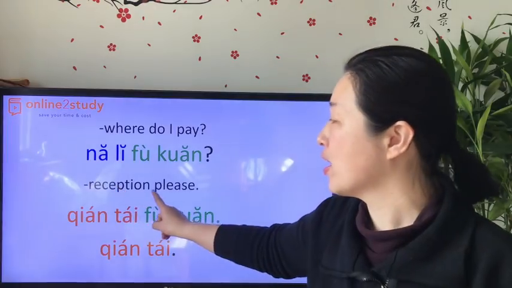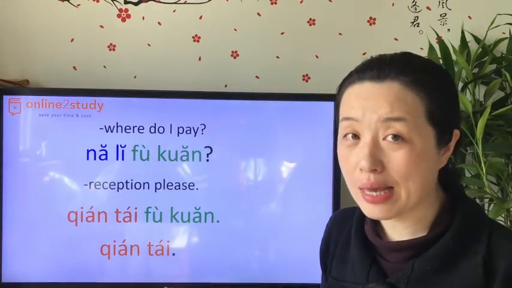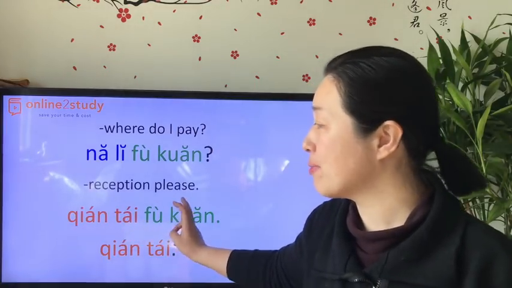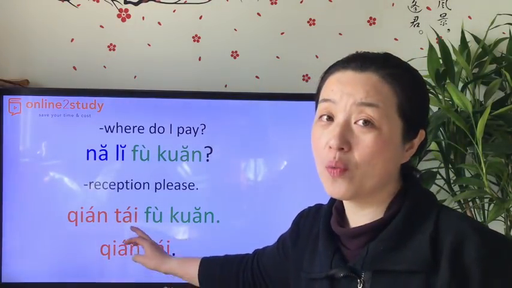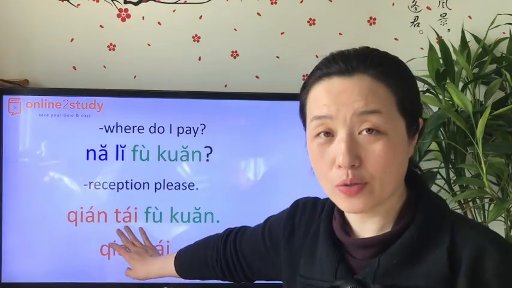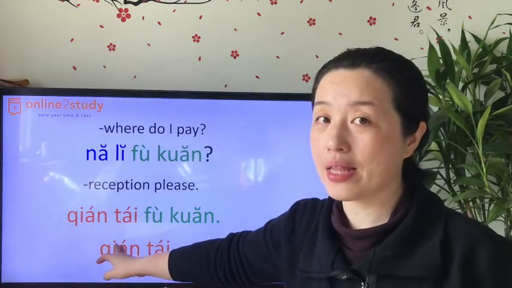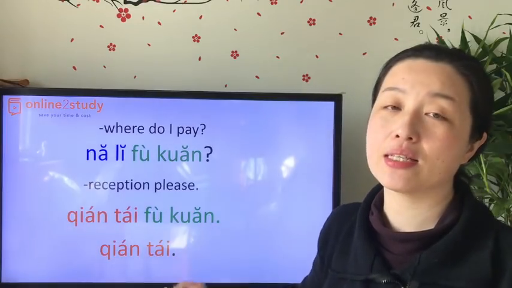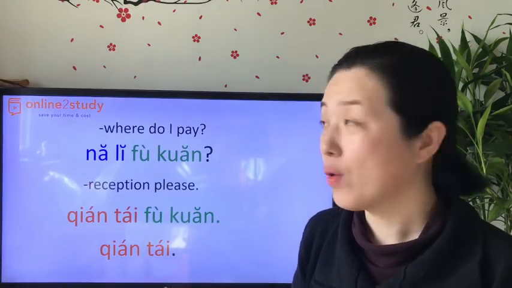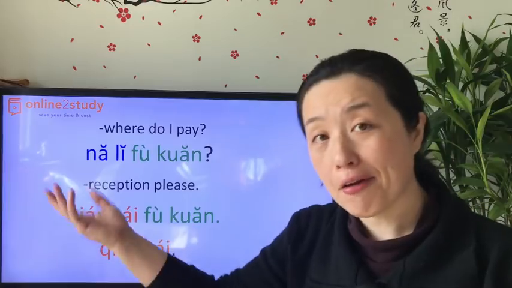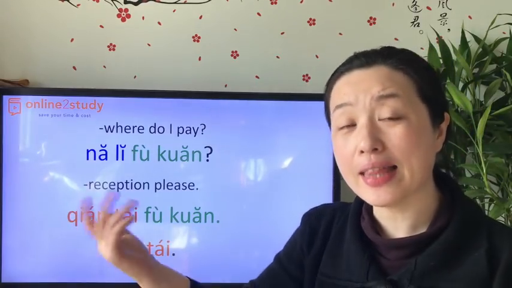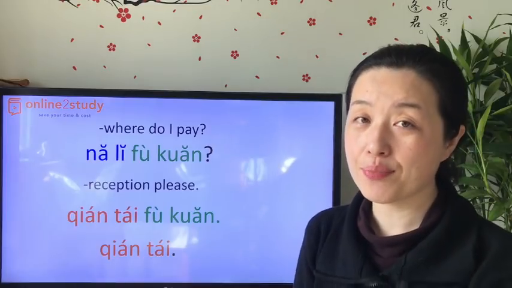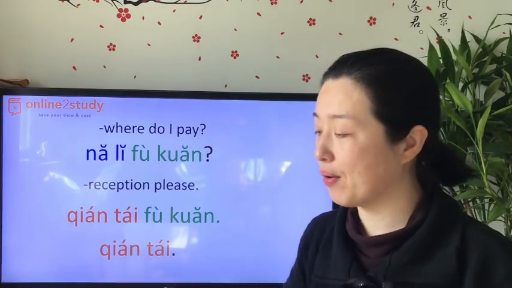And they will say, reception, please. In the hairdresser, they also have a reception. How do you say reception? We learned this word in the hotel, right? Reception is 前台. 前台付款. You ask, 哪里付款? They say, 前台付款. Or they just say 前台. If they just say 前台, it means you have to go there. Very easy, very simple.